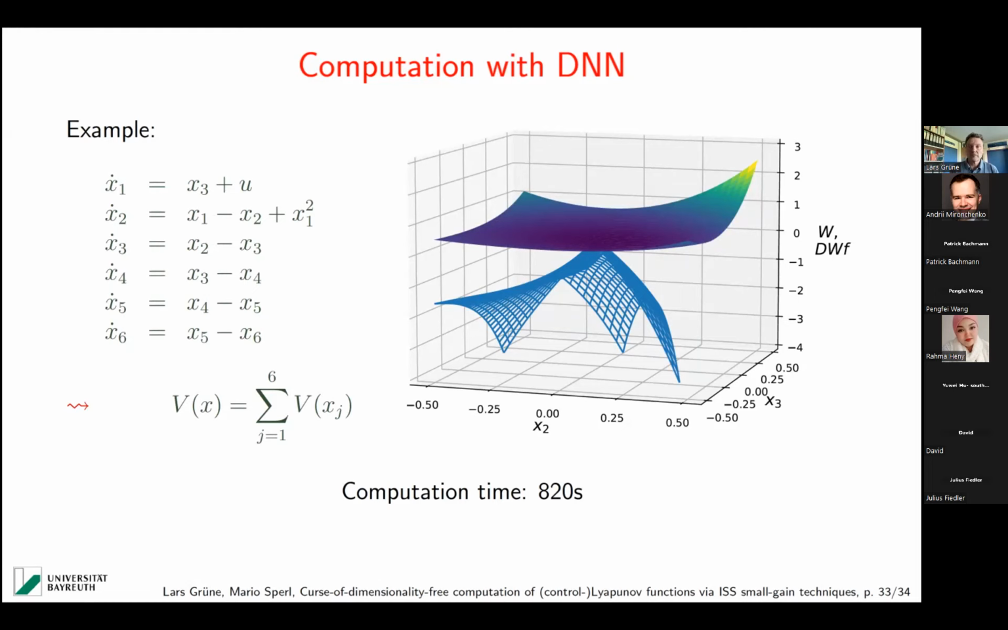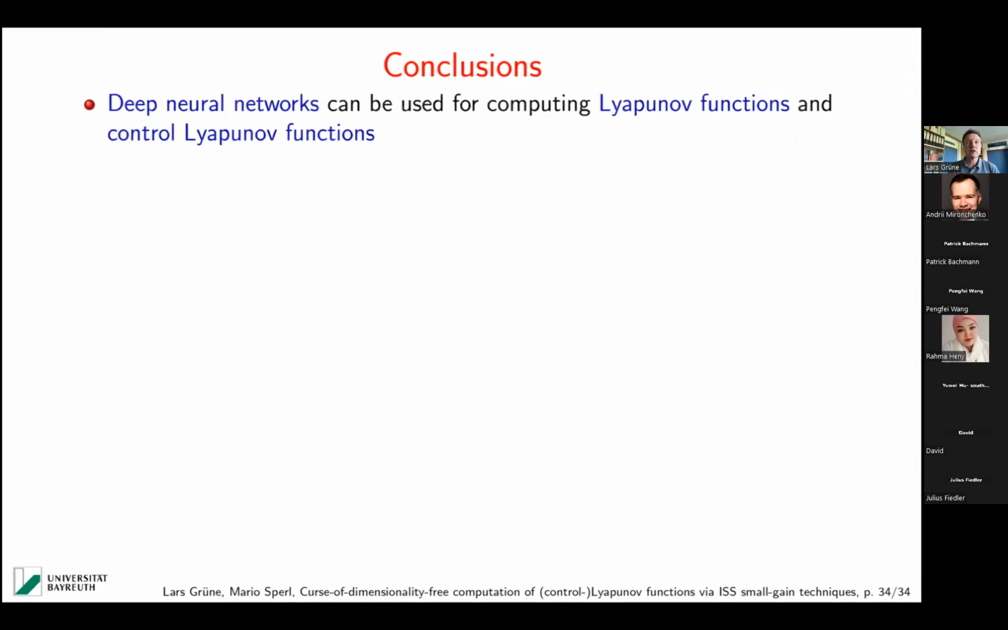And this brings me to the end of my talk and a little bit of summary and outlook. So what I explained to you is that deep neural networks can be used for computing Lyapunov functions and control Lyapunov functions. And I think I already mentioned that this is not a new finding and not our main contribution, right? So maybe our algorithm has some special structure, but the basic idea is actually pretty old.